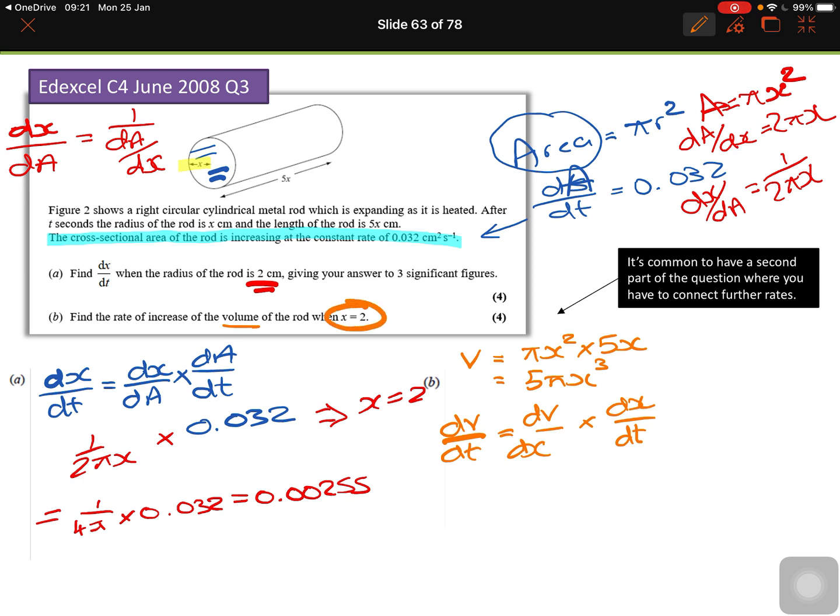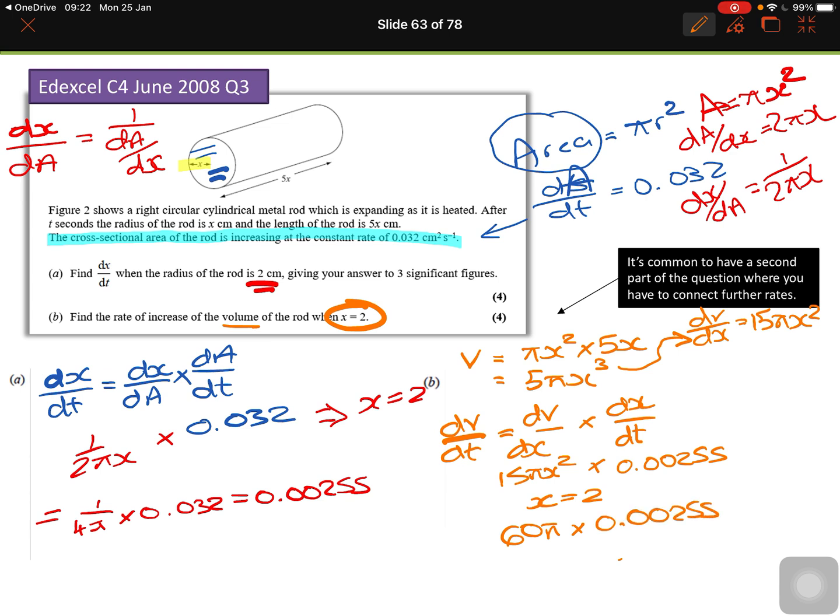It's really, really common where you have to use what you've done before. So I know dx/dt is 0.00255. I just need to find dV/dx, which I can find from this one. So dV/dx equals 5 times 3, to give us 15. So we'll have 15 pi x squared as dV/dx. Times those two together, at x equaling 2, gives me 60 pi times my 0.00255.